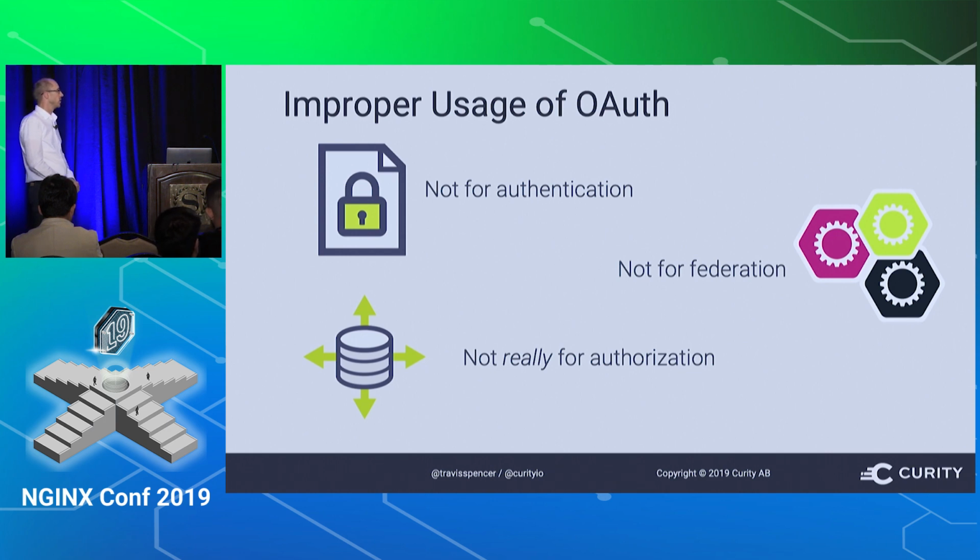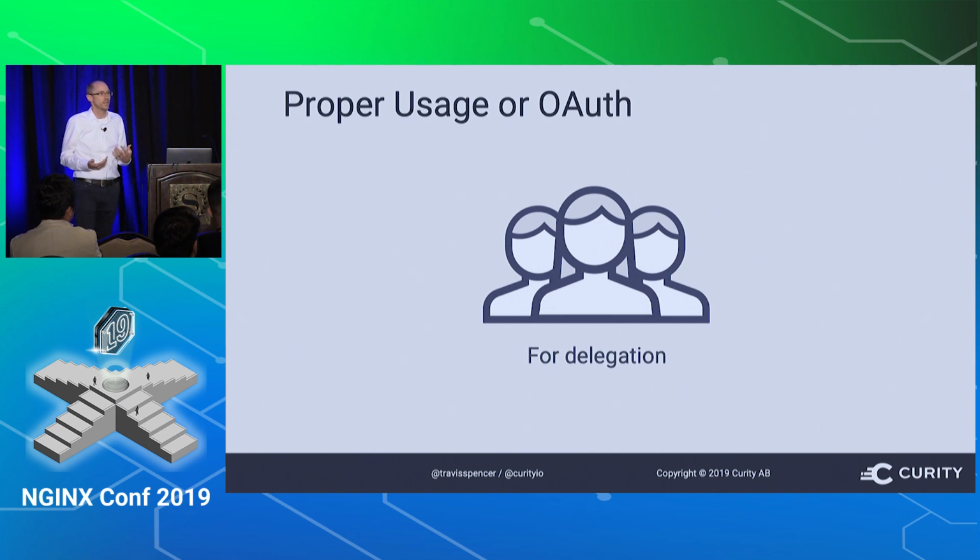It's also not a federation protocol, and it's not even really an authorization protocol. The ultimate one who makes the authorization decision is the resource server, the API. So what is it? It's a delegation protocol. It's really about saying that some user wants to, or some application wants to, do something on behalf of a user. Should that be allowed or not?